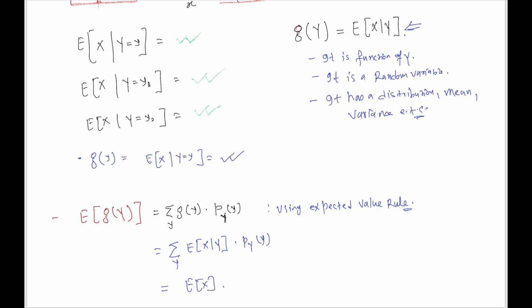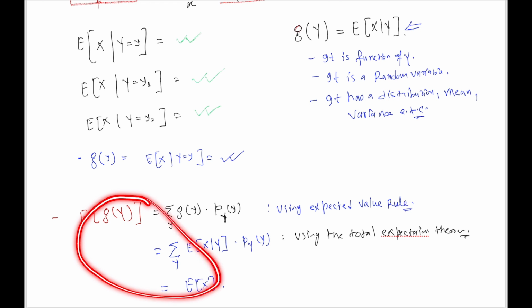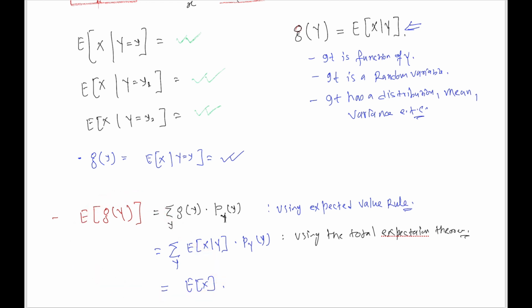And that is why I told you at the beginning of the lecture that you need to go through all the concepts that we have gone through, right? So using the total expectation theorem, if I have to rewrite this thing again, we can write: the expectation of this function g of y, which is nothing but the expectation of this random variable x given y, is equal to the expectation of this random variable x.